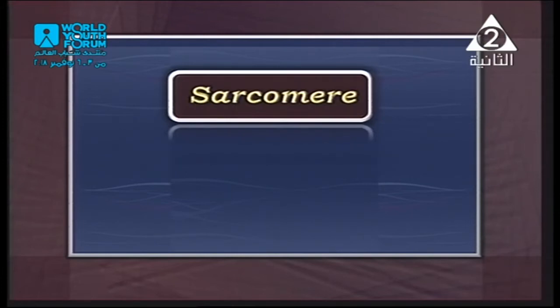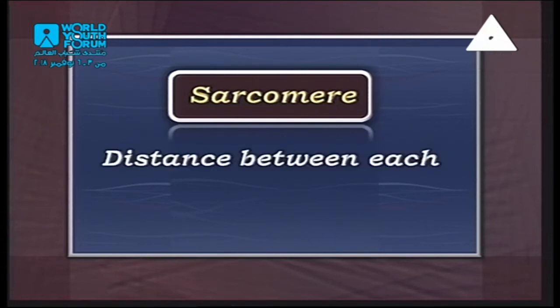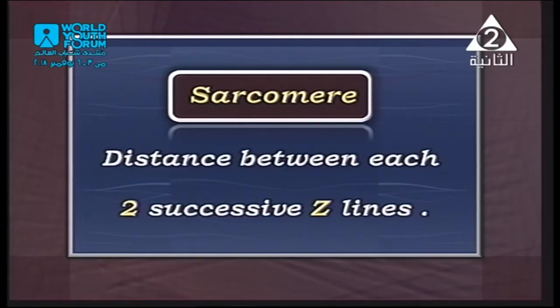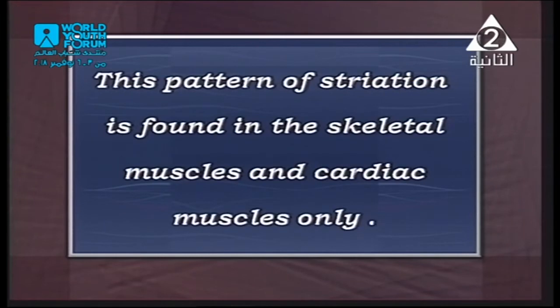After that, we need to know the meaning of sarcomere. It is the distance between each two successive Z lines. This is the meaning of sarcomere. Okay, and the pattern of striation, or being striated muscle, is found in the skeletal muscles and cardiac muscles only.